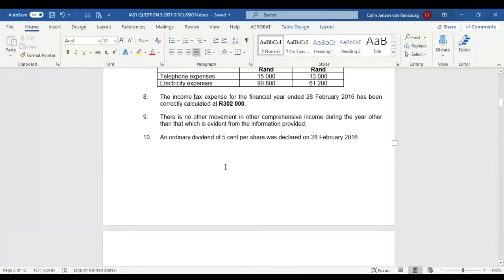But here we can get a hint, ladies and gentlemen. If they say an ordinary dividend of 5 cents per share, that is the important little phrase there. An ordinary dividend of 5 cents per share was declared. Now, what would that be based on? If you can type for me, just one word, in the chat facility there, would that be based on the number of shares in issue, or the value of the shares in issue?